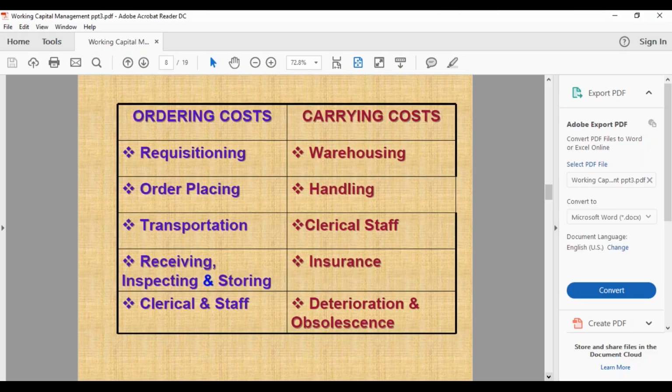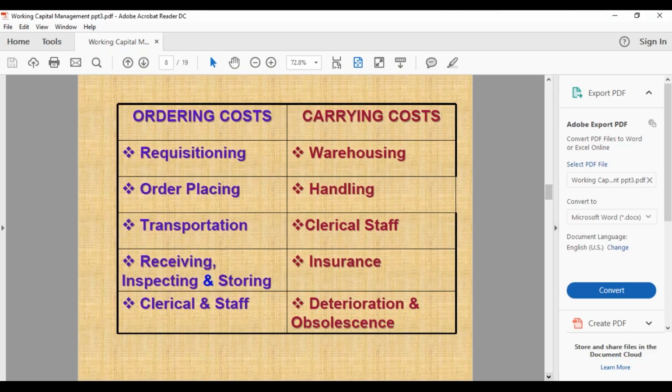Deterioration and obsolescence means if you have some trendy clothes which are in demand in this season, and next season they go out of demand, so they are obsolete next season. That portion of clothes which will be obsolete by next season will be lost inventory, because you will not be able to sell that later.